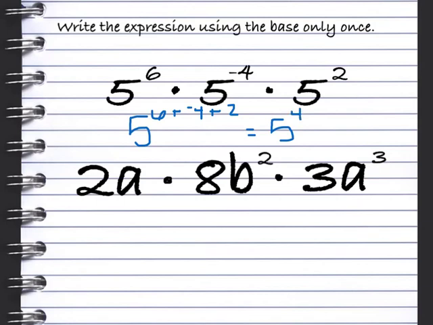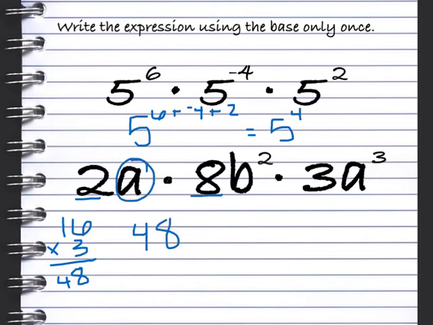Over here, we look for, first, the numbers. 2 times 8 is 16. 16 times 3 ends up being 48. Our a's, we have a to the 1st power times a to the 3rd power, so we add those together and get a to the 4th power. And then b to the 2nd power is all by itself, so b to the 2nd power.